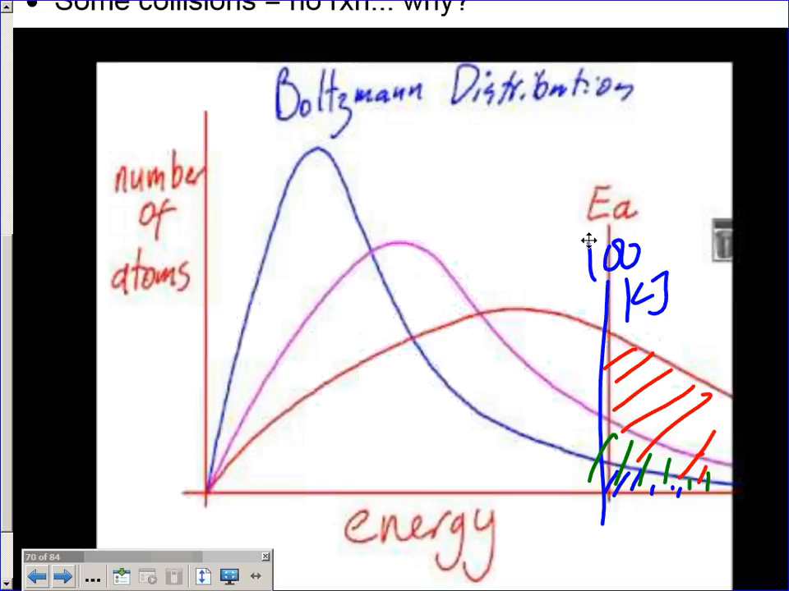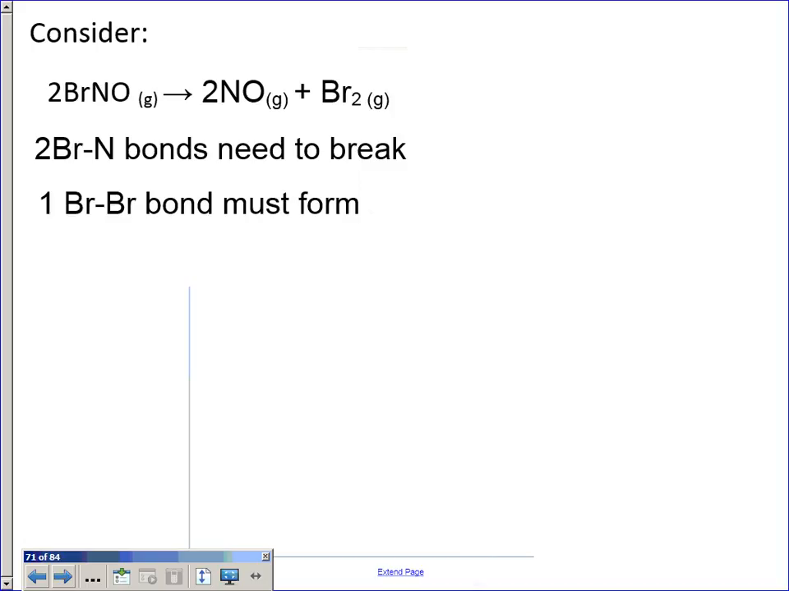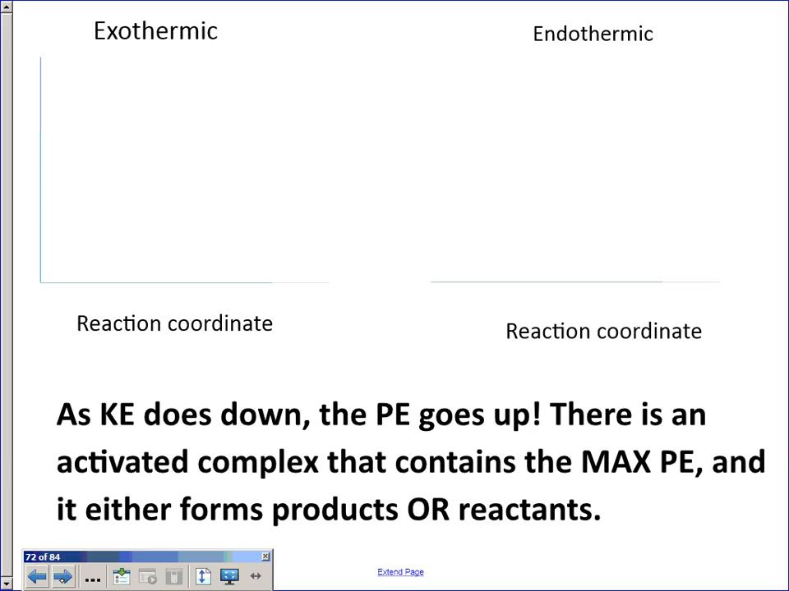Okay, so basically, that relationship relates to temperature. So which is the hottest curve? The red one, right? So it's maybe at 1,000 Kelvin versus these other ones which are colder. And that relates to speed and so forth. I'm going to skip this part because you guys know how to break bonds.